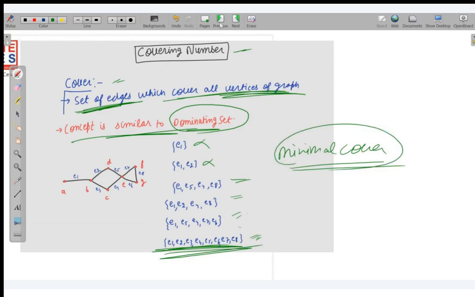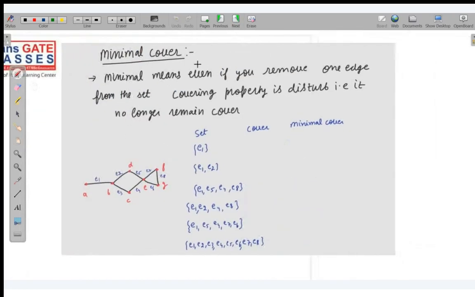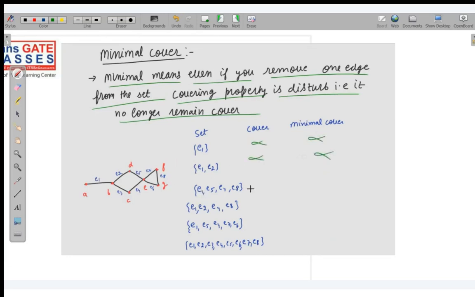Okay, so here we have written also. We are interested in the minimal cover. Minimal means even if you remove one edge from the set, the covering property is disturbed. That is, it no longer remains a cover. For example, E1 is not a cover. Forget about minimal, E1 is not a cover. E1, E5, E4, E8. Yes, it was a cover. Is it minimal?